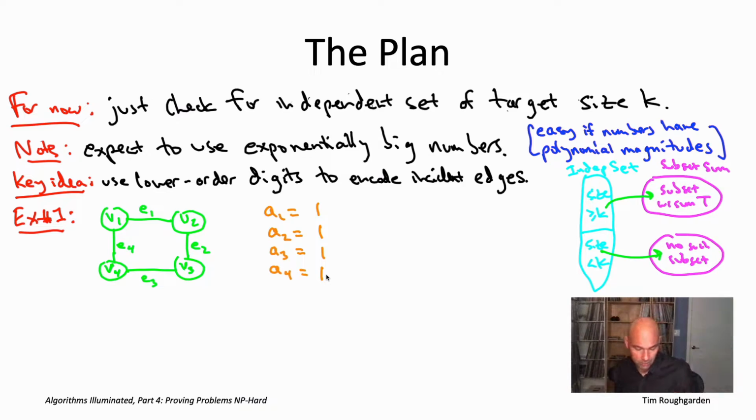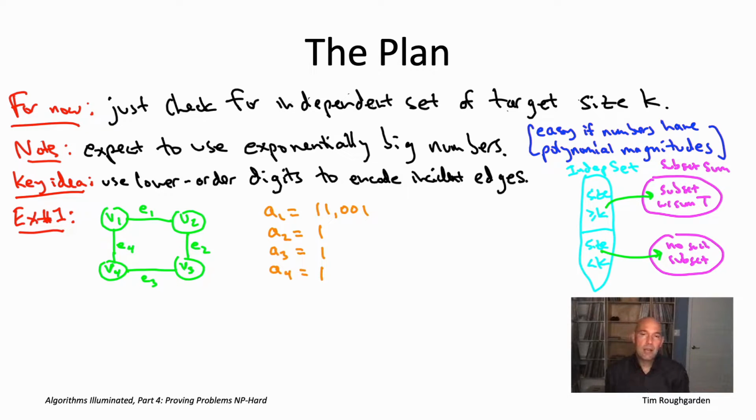Now, A1. So we look at vertex V1, and we see that it's incident to the first and fourth edges, E1 and E4. So we're going to tack on 4 digits, 1, 0, 0, 1. The first one indicates that E1 is incident to V1. The next 2 zeros indicate that edges E2 and E3 are not incident to V1. And then the final one encodes that E4 is in fact incident to V1. So as a result, we map vertex V1 to the number 11,001.